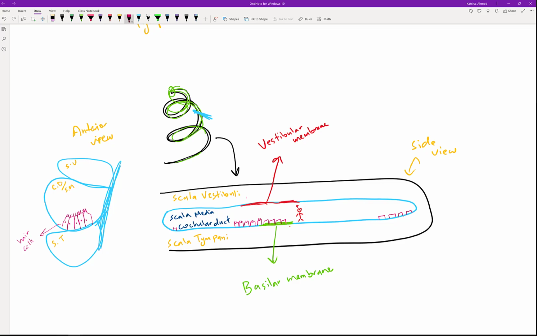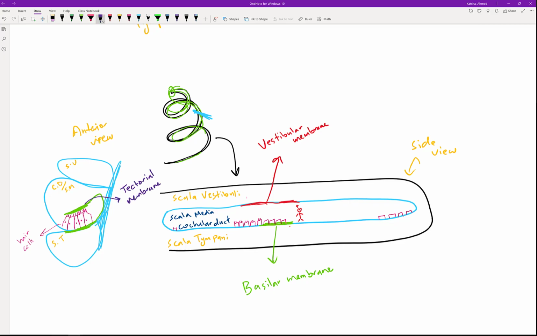Okay? Now, remember this is the basilar membrane. The basilar membrane is the floor of the scala media and the roof for the scala tympani. From the basilar membrane, there will be another membrane coming toward those hair cells, and technically it touches those hair cells. This membrane we will call the tectorial membrane.